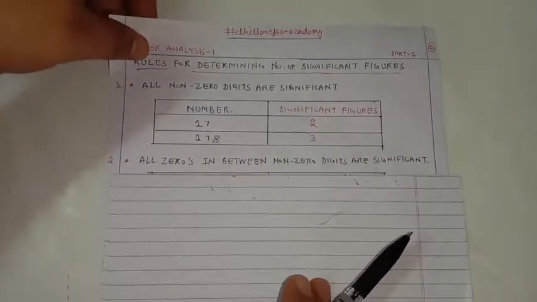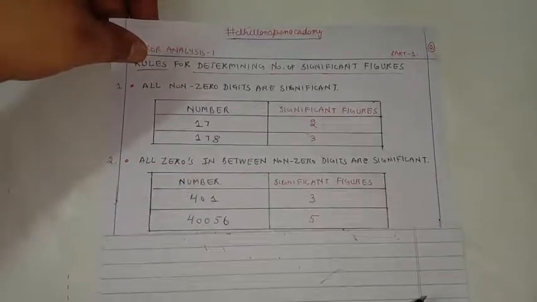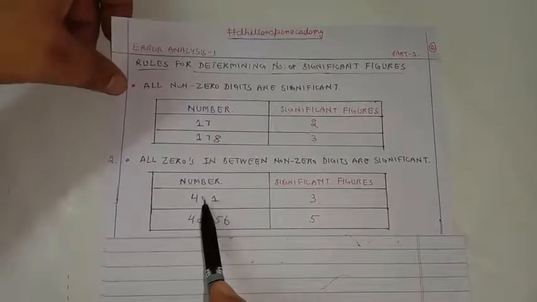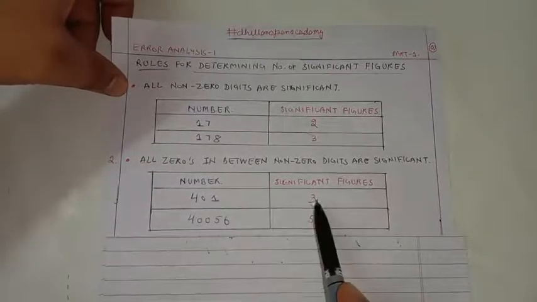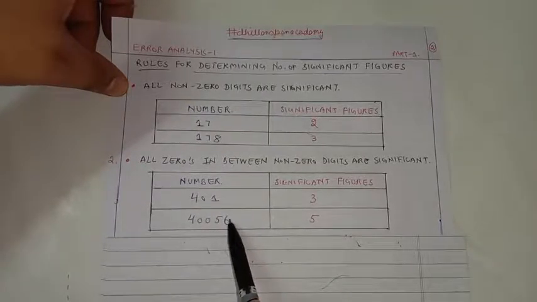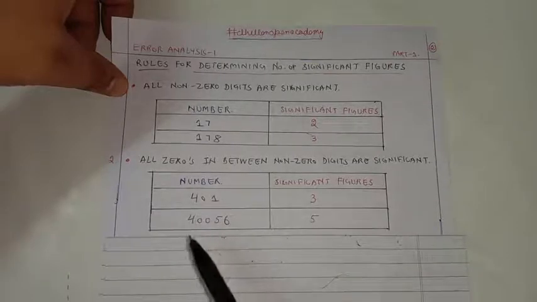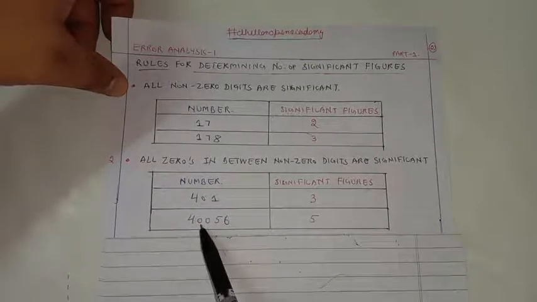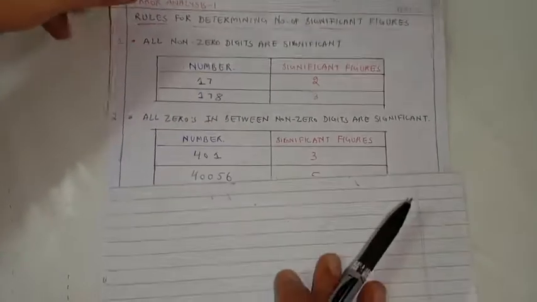All zeros which occur in between non-zero digits are also significant. For example 401, 0 occurs between two non-zero digits 4 and 1, so it has 3 significant figures. So 0 here will be counted as a significant digit. 40056, 2 zeros are appearing between 4 and 5, so they will also be counted as significant digits. So the total number of significant figures is 5.